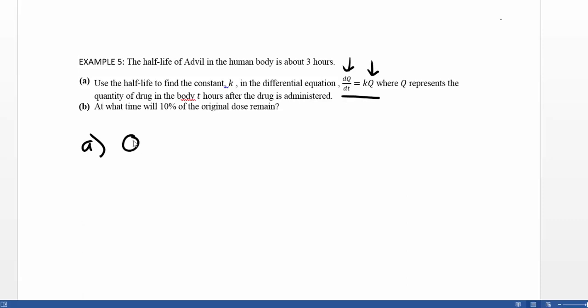So starting with part A, we have Q equals C e to the kt. So that's what we get when we solve this differential equation. But we want to use the half-life to determine our k.